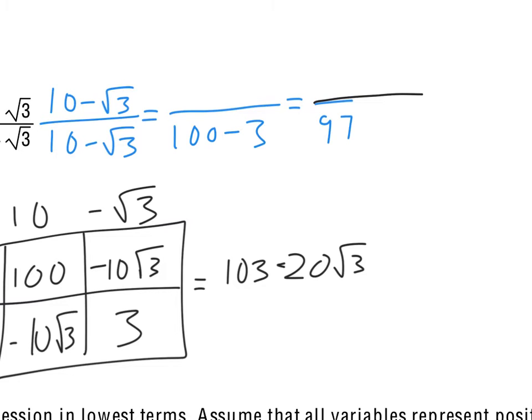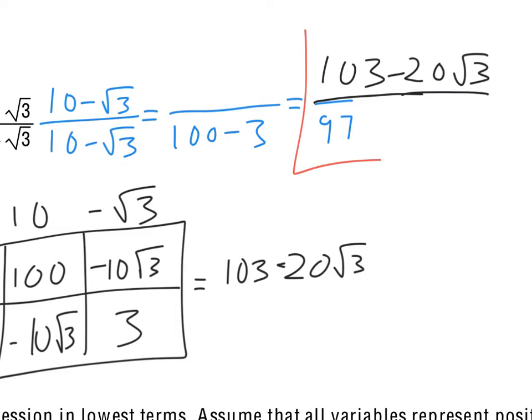So just extend that a little bit. So 103 minus 20 square roots of 3. Of course, we'd want to reduce that if we could, but it doesn't reduce at all, so we just leave it like that. So again, there's our final answer for that one.